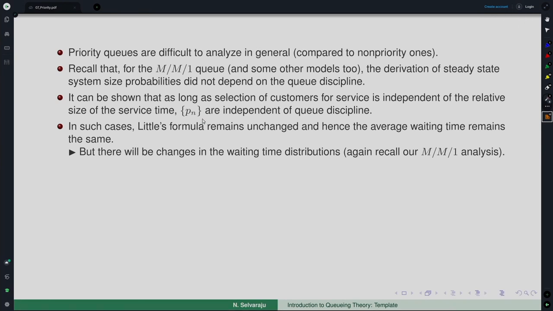As long as this is true, you know that Little's formula remains unchanged, and hence the average number in the system, and hence the average waiting time, right? But we know there will be changes in the waiting time distribution. Again, you may recall our MMN analysis where we said that first come first serve is what we are assuming while deriving the waiting time distributions. If not, what would happen? You can imagine in that situation.